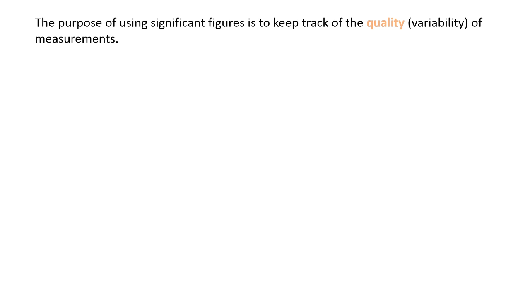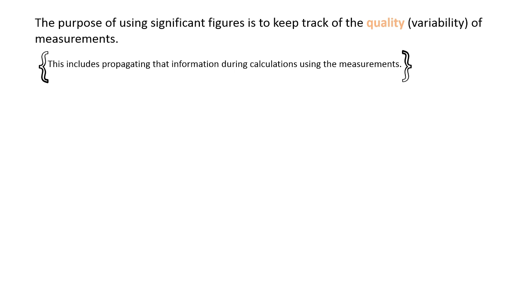We're going to make sure that we convey our certainty and our quality and the reliability by looking at the numbers that we assign to each measurement. This is going to include propagating that information through calculations. So often we make measurements, but then we include those measurements in some kind of formula or as some kind of variable. We do calculations, and so we have to know how to add, subtract, multiply, and divide these numbers and carry out their quality or variability.